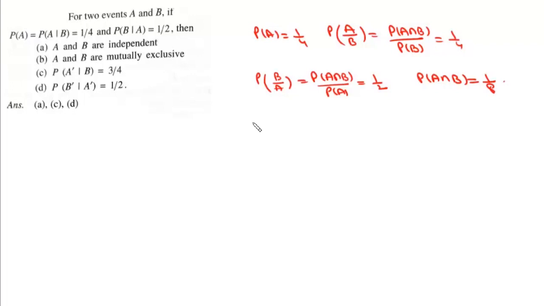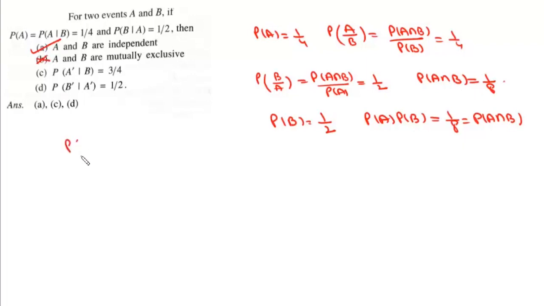Now from A intersection B, we can find the value of probability of B. So probability of B will be 4 times A intersection B, which is 1 by 2. Now P(A) into P(B) is 1 by 4 into 1 by 2, which is 1 by 8, and is same as P(A intersection B). That means A and B are independent. And since the intersection is not 0, they are not mutually exclusive.